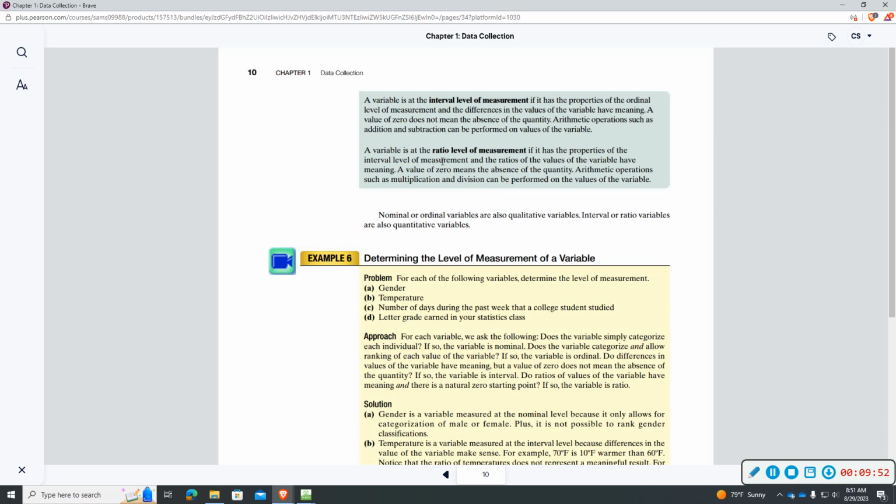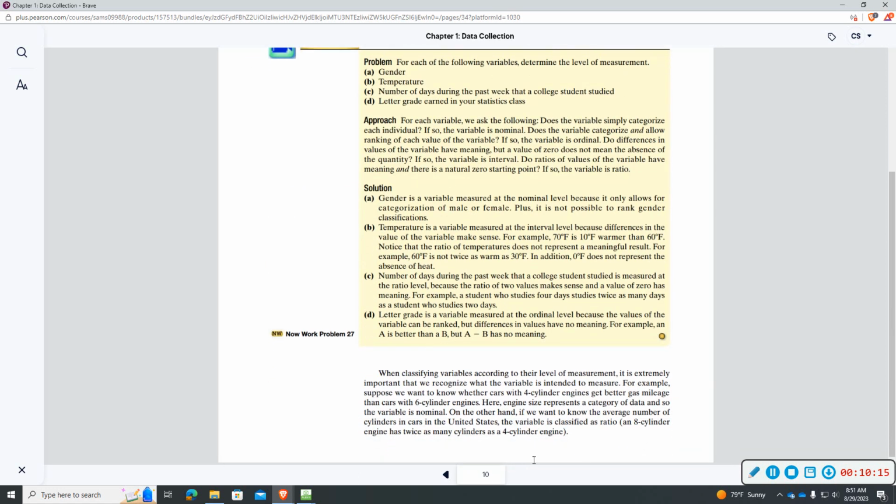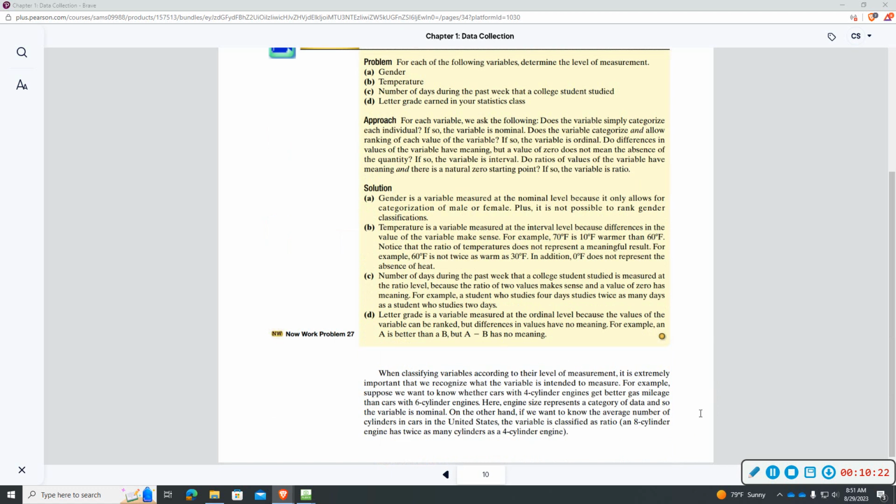On the other hand, if I was talking about how many cars or some object that you have, and I said I have 0. Well, it seems like it could mean both. 0 means the absence of cars, and 0 is the number of cars I have. So both of those fit. If it seems like both fit, then ratio would be the level of measurement that you want to consider. So after that, you got one more set of examples, and then we can practice the problems in my math lab.